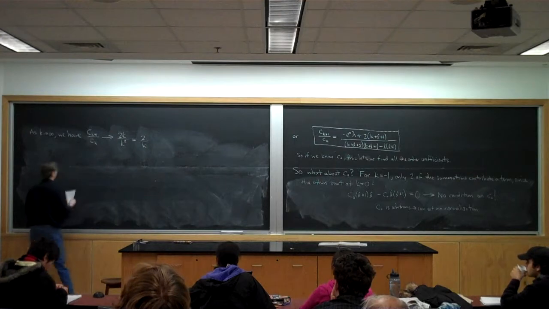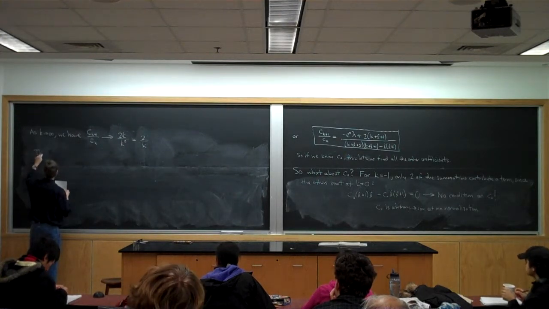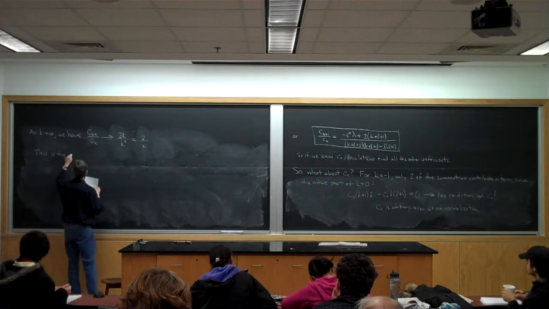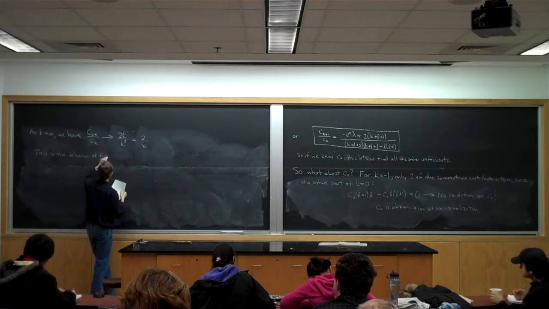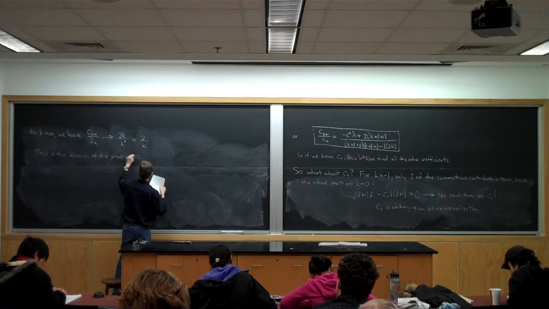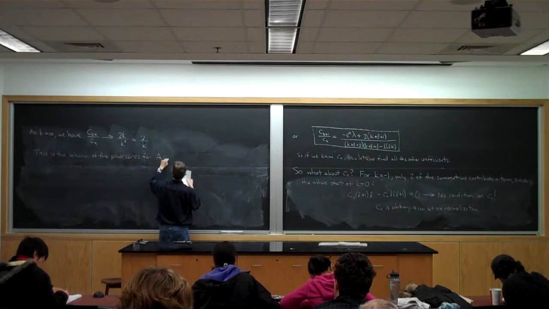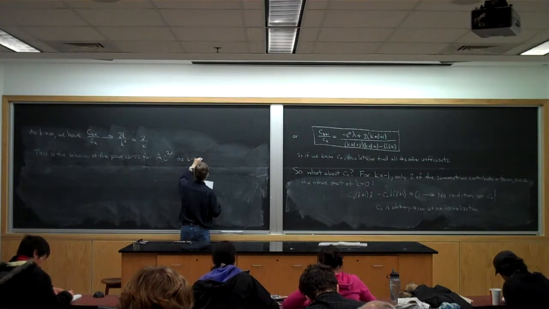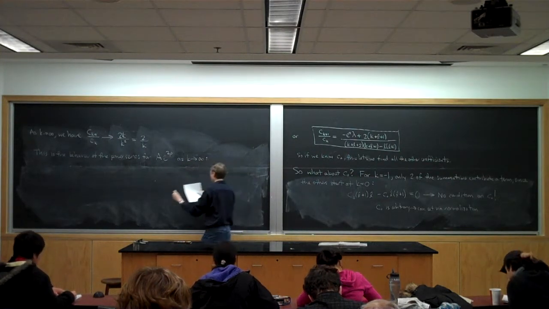Which looks innocuous enough, except that this is the behavior of the power series for e to the 2 rho as k goes to infinity.